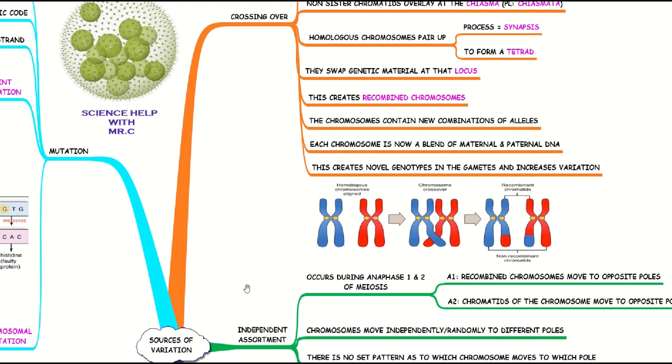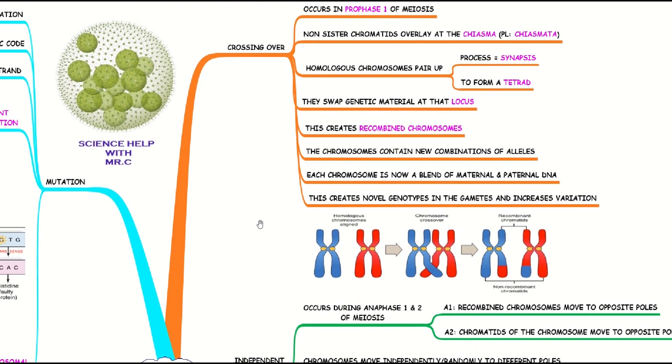Next, we'll pop up to crossing over, which happens in prophase 1, where the sister chromatids do not overlap. It is the non-sister chromatids. They cross over at a place called the chiasma. Okay, and when they do that, they swap information and become recombined chromosomes. This creates a new blend of the allele characteristics.